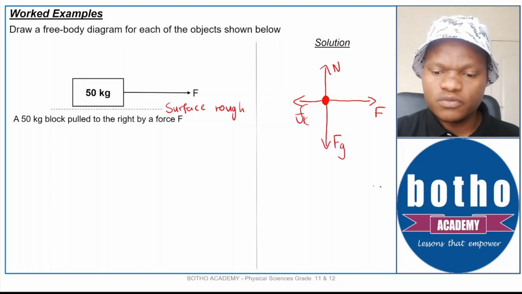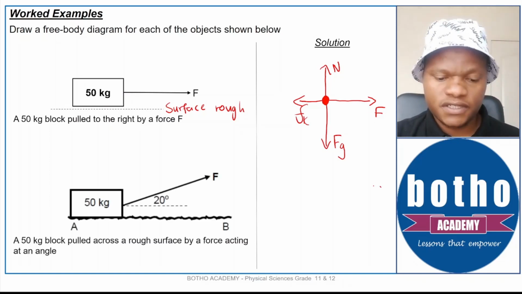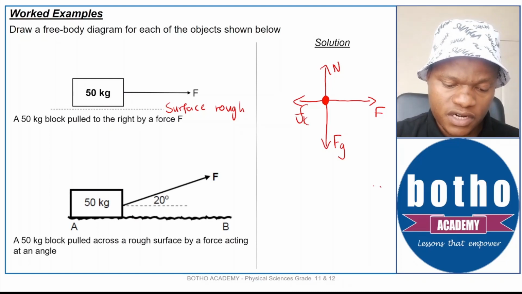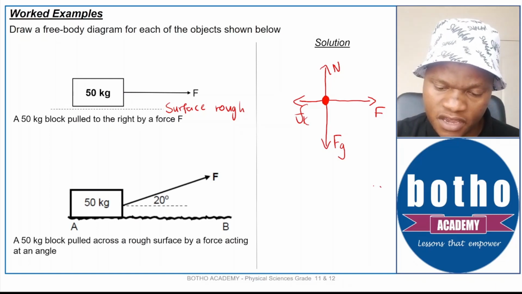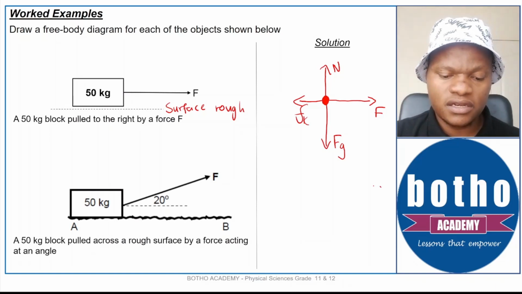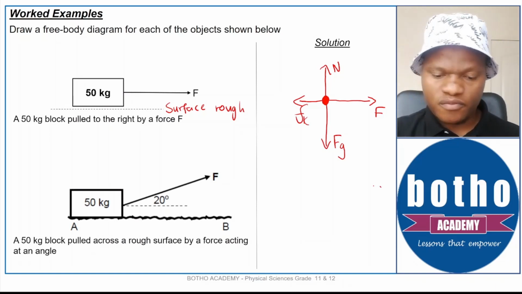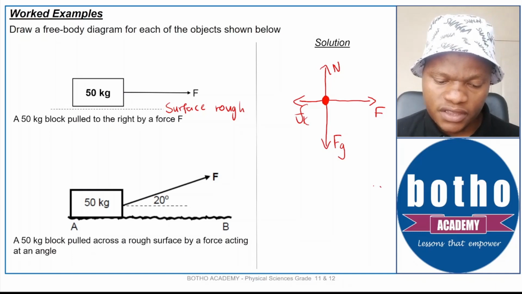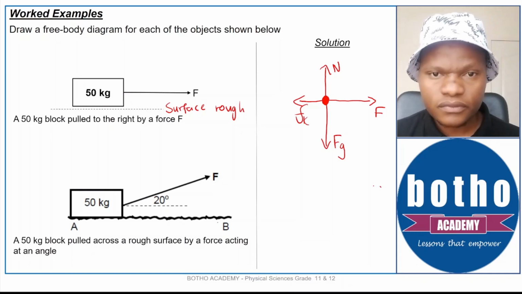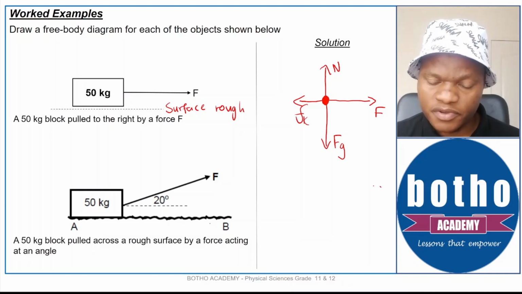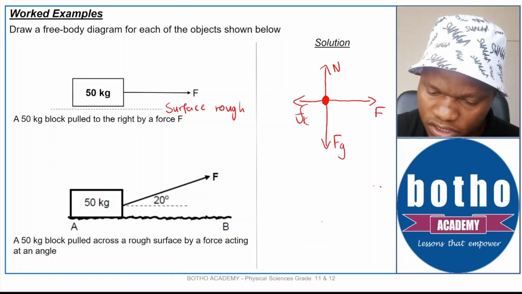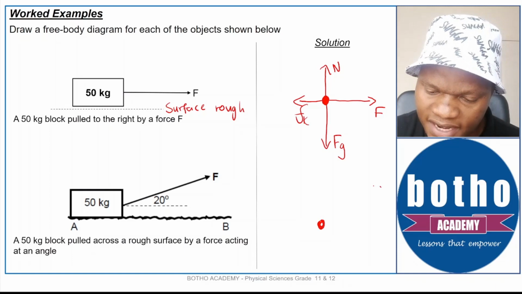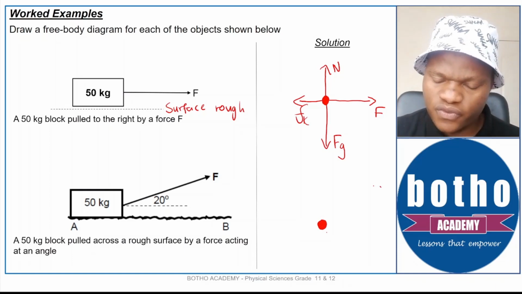Now let's move to the second object. Again, we still have a 50 kilogram block pulled across a rough surface by a force acting at an angle. This one has complete information. In this case, we know that the surface AB is rough, therefore there will be a frictional force. Now, it is extremely important to note the direction of our applied force. We are going to start with that.